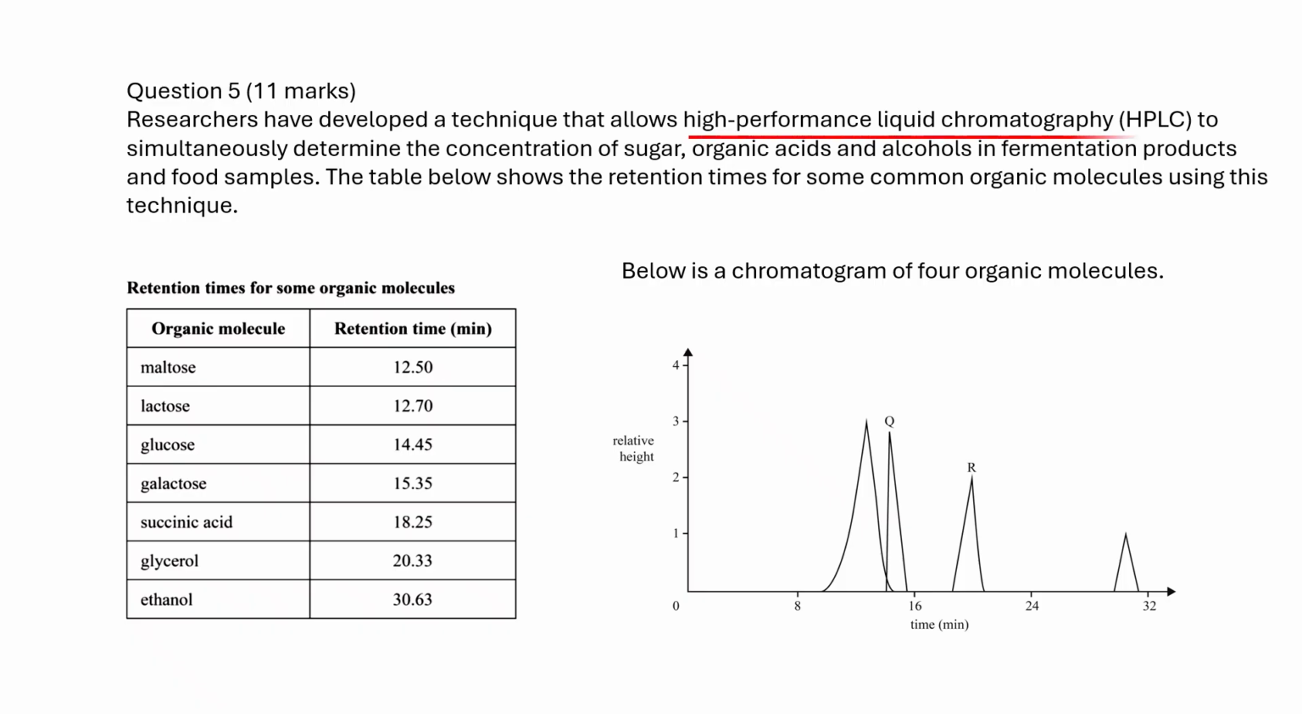Researchers have developed a technique that allows high-performance liquid chromatography, HPLC, to simultaneously determine the concentration of sugar, organic acids, and alcohols in fermentation products and food samples. The table below shows the retention times for some common organic molecules using this technique.